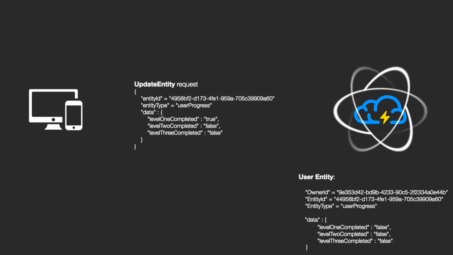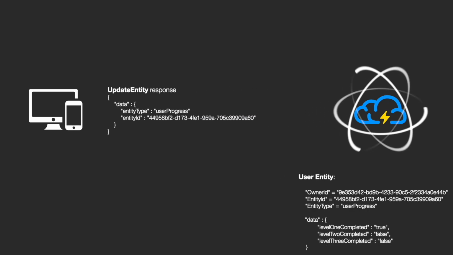The user plays the game and completes the first level. The update entity request is then made to update brainCloud with the changes to the user entity's data. After beating level 1, the user decides they are done playing and they end their session. Later, the user decides to play the game again. The app authenticates with brainCloud.